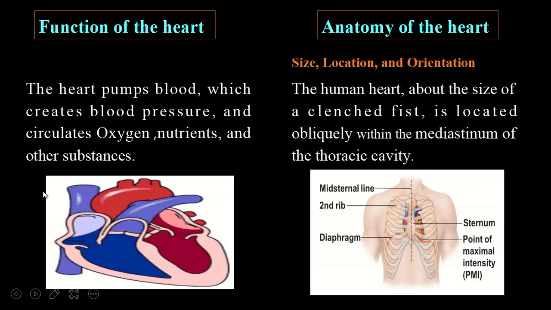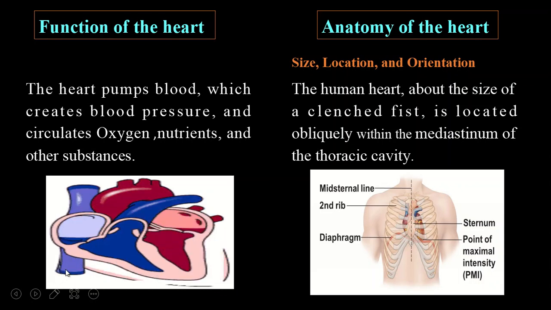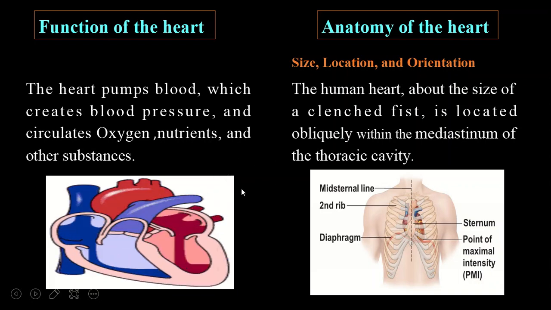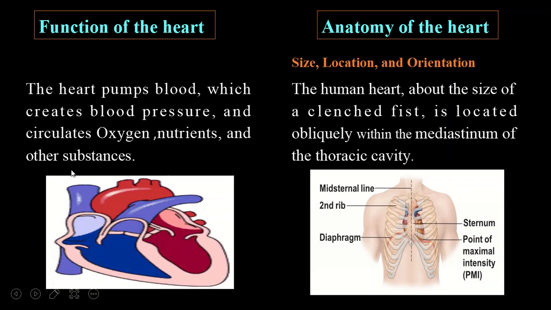So the blood enters the heart as deoxygenated blood, and the heart will pump that blood into the lungs for it to become oxygenated blood, and then yung oxygenated blood babalik dito sa heart, and then the heart will pump it again papuntang aorta and to the other parts of the body to circulate the oxygen, some nutrients, and other substances. So what is the anatomy of the heart?